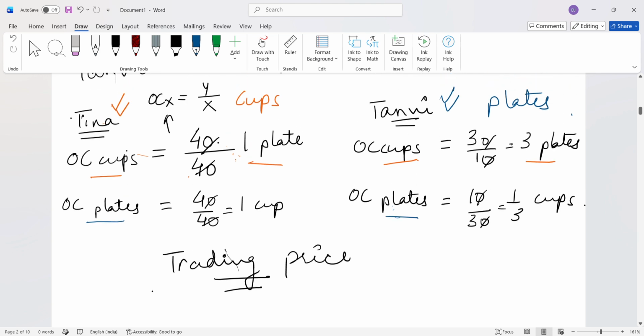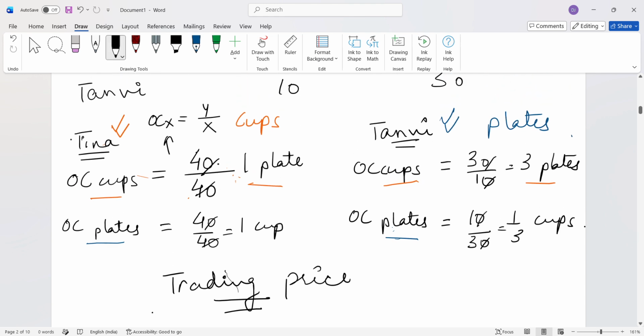So always remember, the trading price will always lie between the opportunity cost for a particular good. So if I'm looking at the opportunity cost for cups, the trading price will always lie between 1 plate and 3 plates. The trading price will always be between the opportunity cost of the good among the two producers or the two countries. You can take up any good you want. If you want to take the opportunity cost between cups, you can take that. Or if you want to take the opportunity cost between plates, you can take that. But the number should lie between these two numbers, right?